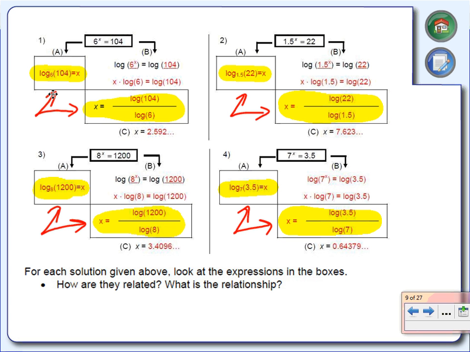So, down here, where it says how were they related, I just want you to put down that our numerator is our argument, and our denominator is our base. Our numerator is the argument. The denominator is our base. And that's going to come in handy to help speed things up.